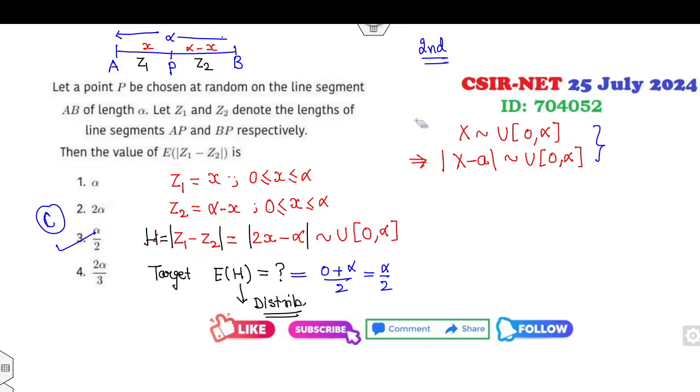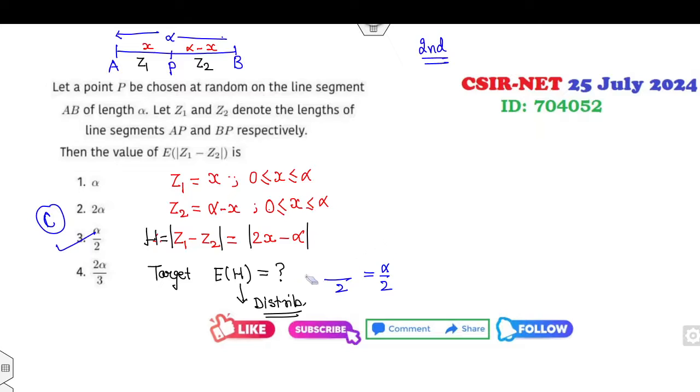If you don't remember in the examination what the distribution of that is, then how can you solve it? You can break this into two components: 2x minus alpha whenever x is greater than or equal to alpha by 2, and minus 2x plus alpha whenever it is less than or equal to alpha by 2. Then your target is to find the expected value of H.